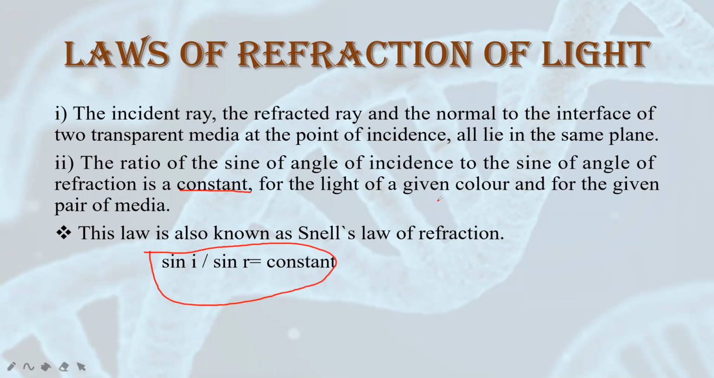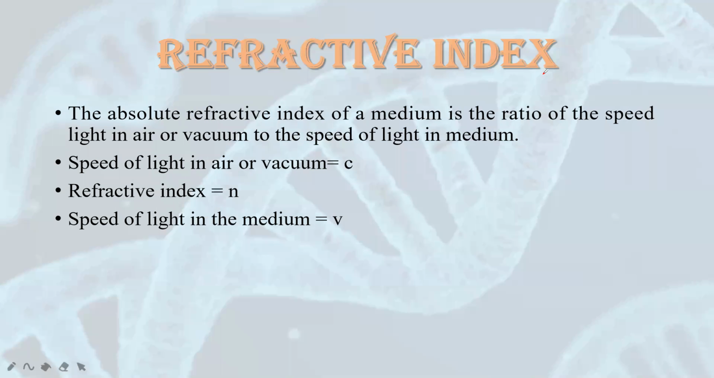Now what is this constant? This constant is actually the value of refractive index of the second medium as compared to the first medium. Now we are going to study in detail what is refractive index. Refractive index is a very important physical quantity. It is actually the relative speed of propagation of light in different media.